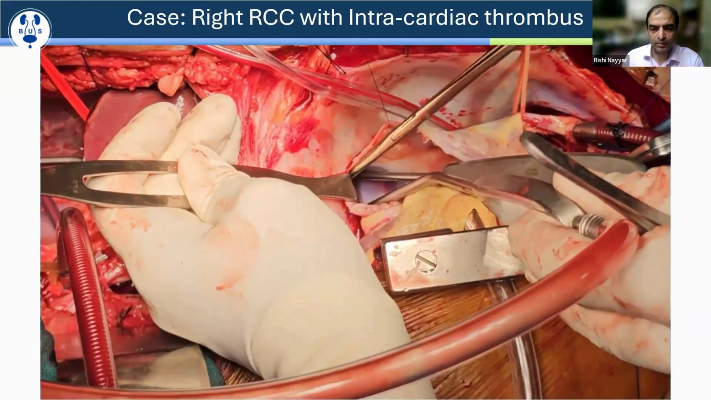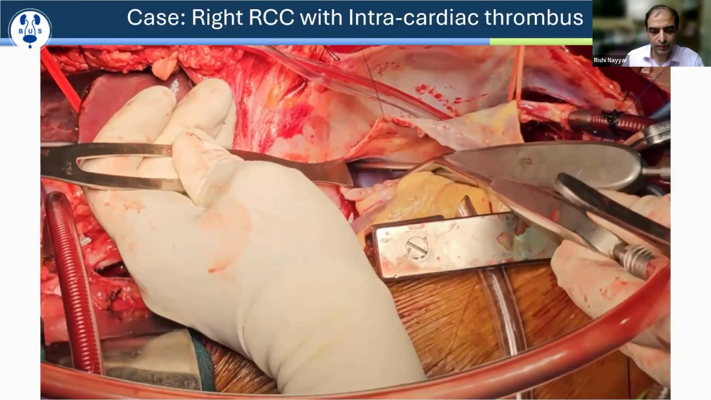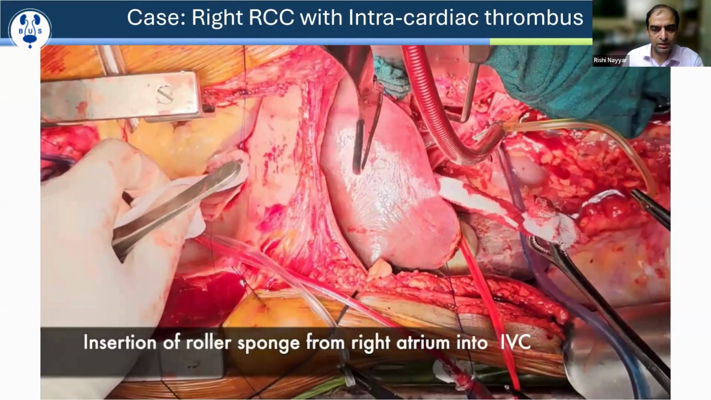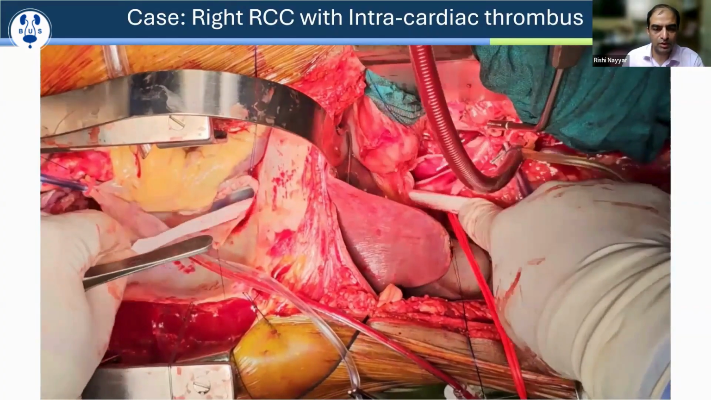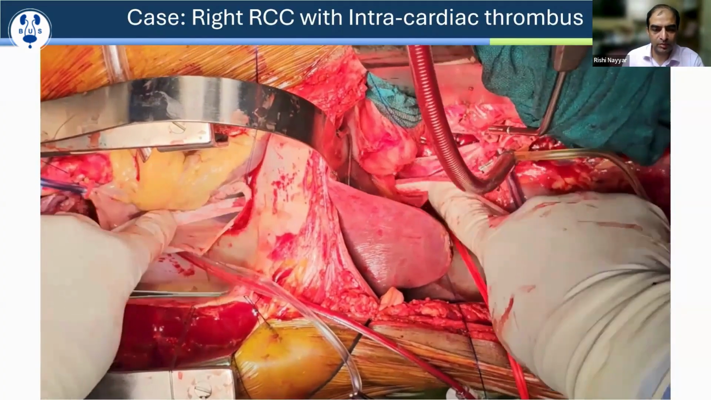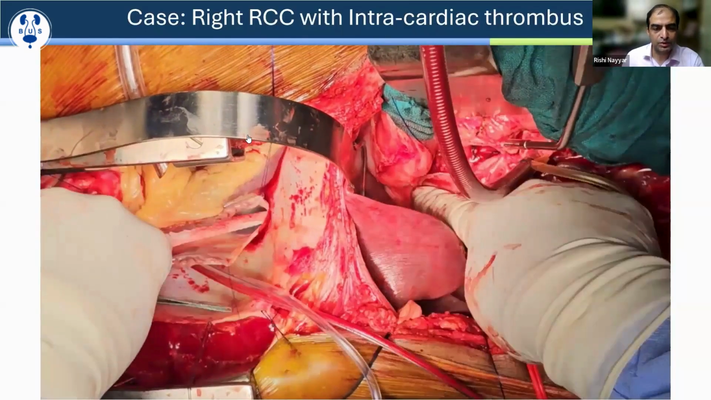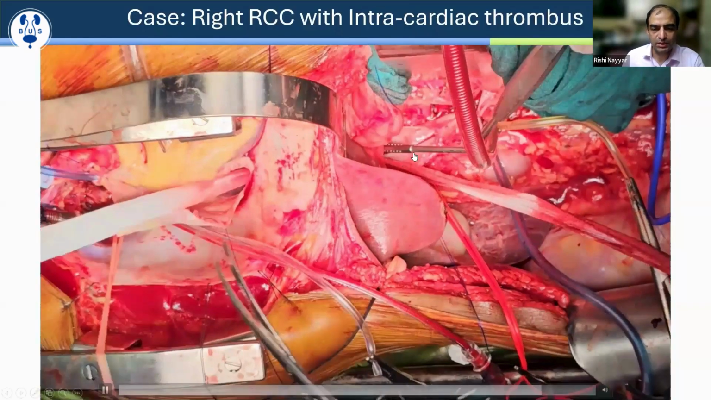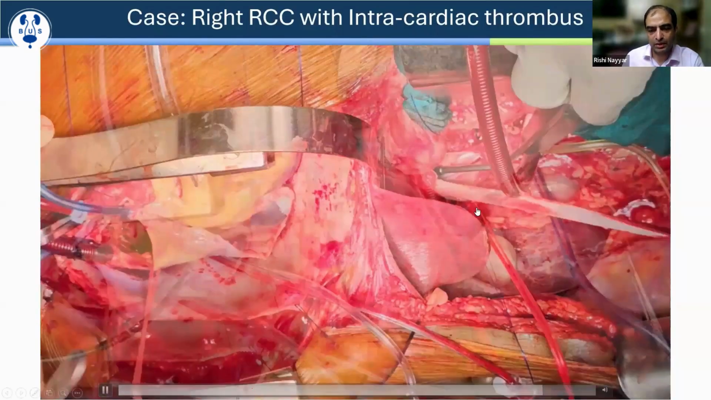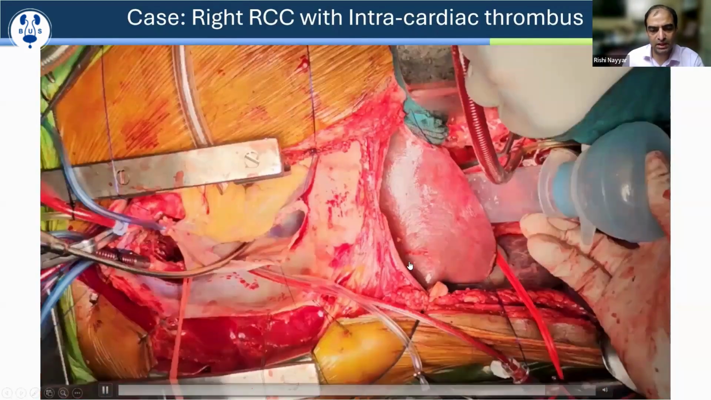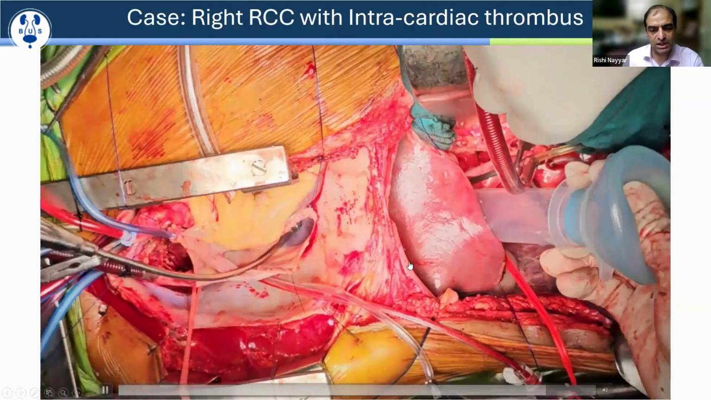And then complete flushing is done. Even a gauze piece can be used to flush out the very small sticking tumor thrombi from above and below. Once you are sure that the entire thing is removed, a transesophageal echo is to be placed, and that also confirms that the entire thrombus has been removed.